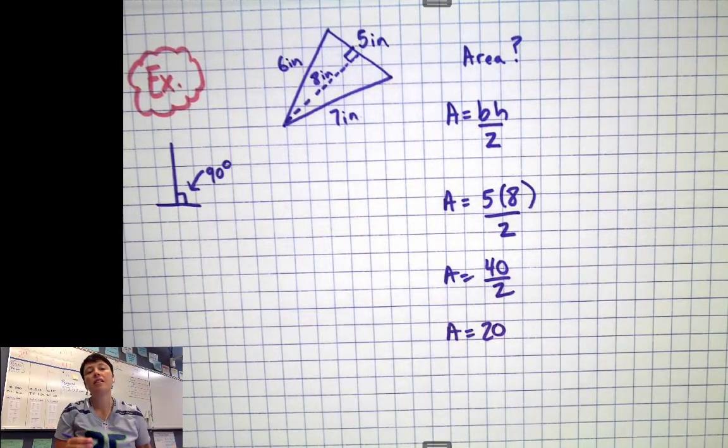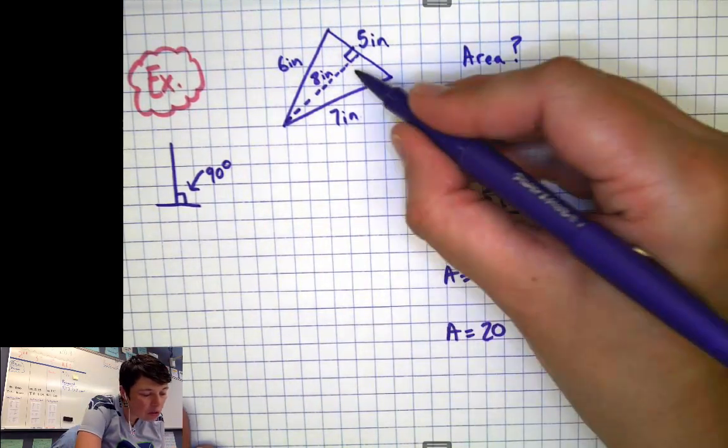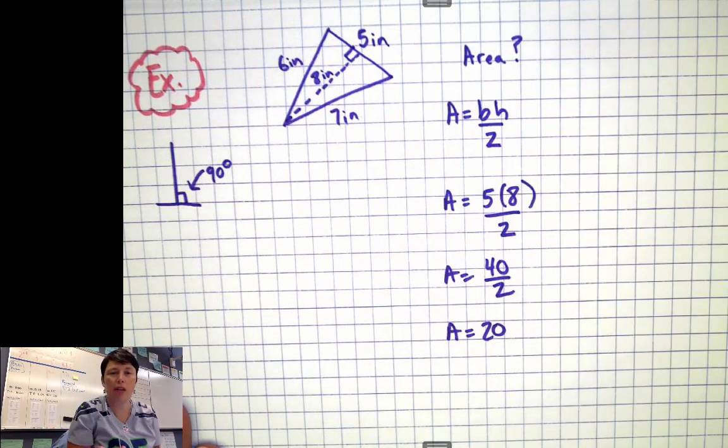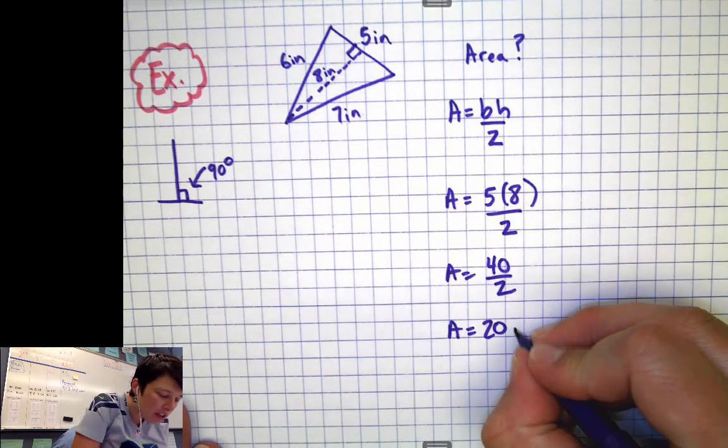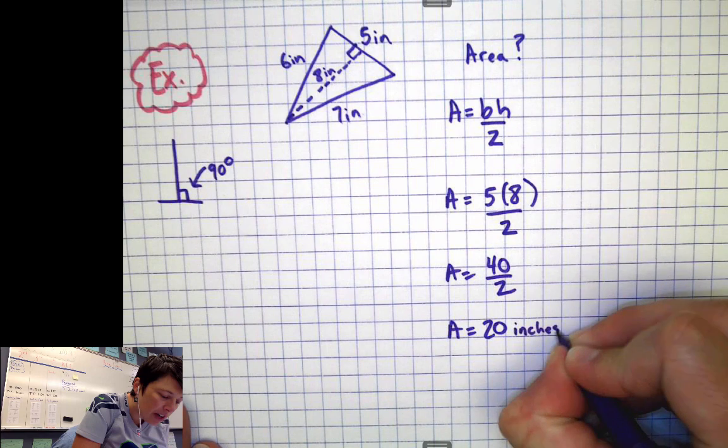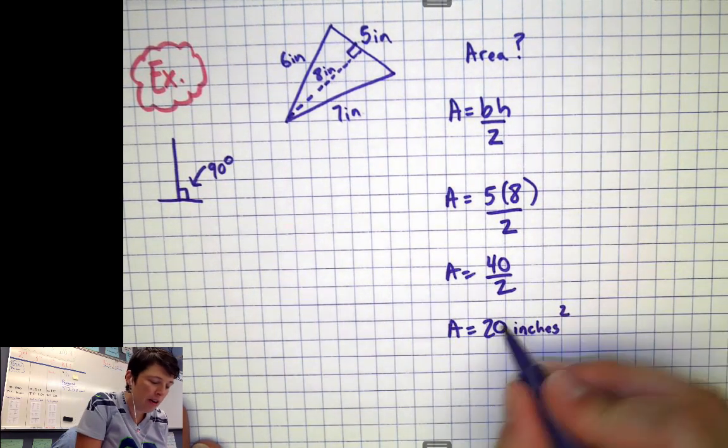And what does that mean? That means if we measured all the little square inches, there are 20 squares inside our triangle. So we're going to write inches, but we're going to write inches squared because it's the little squares. And there's our answer.